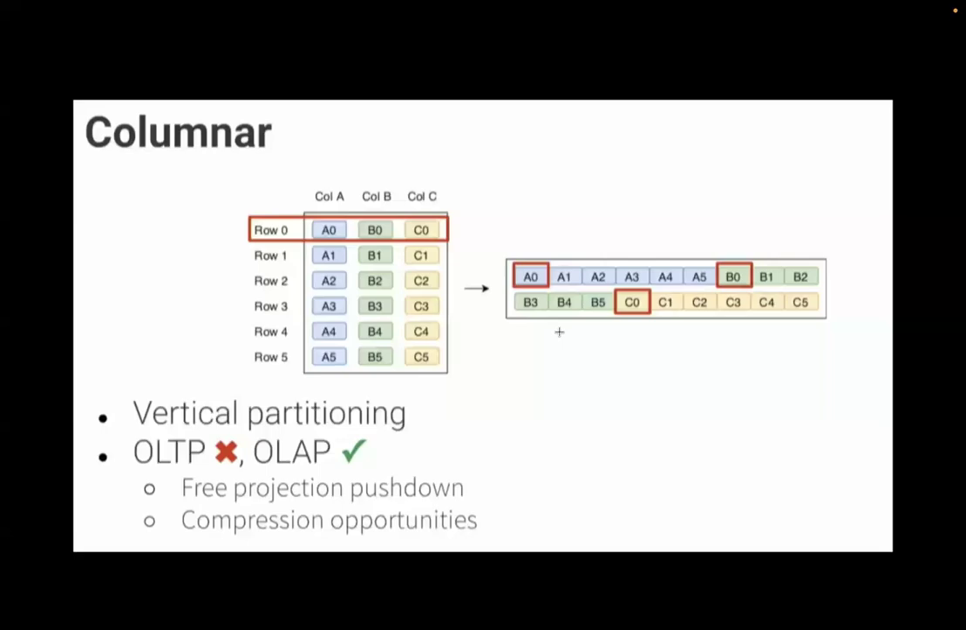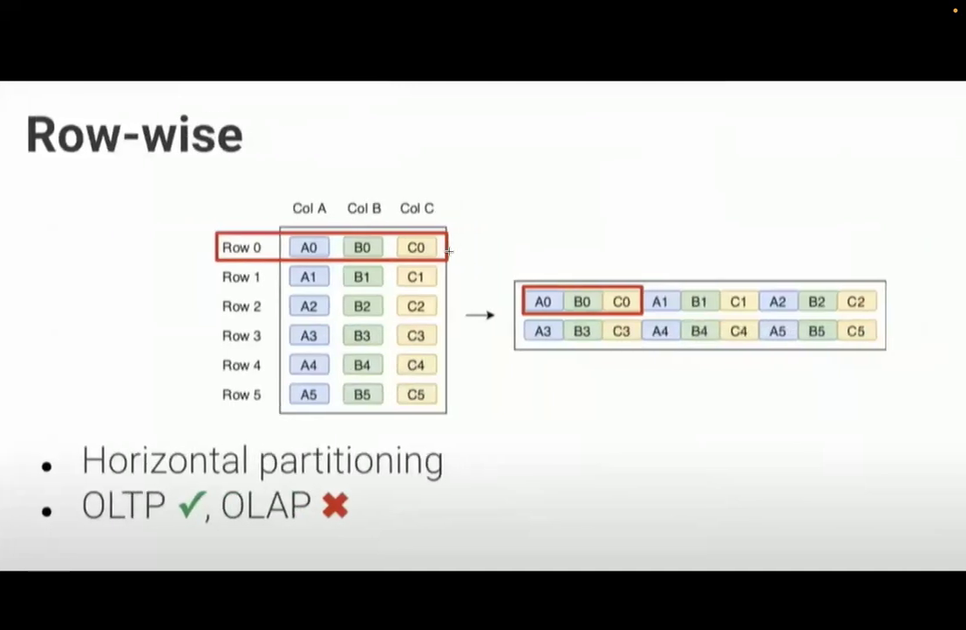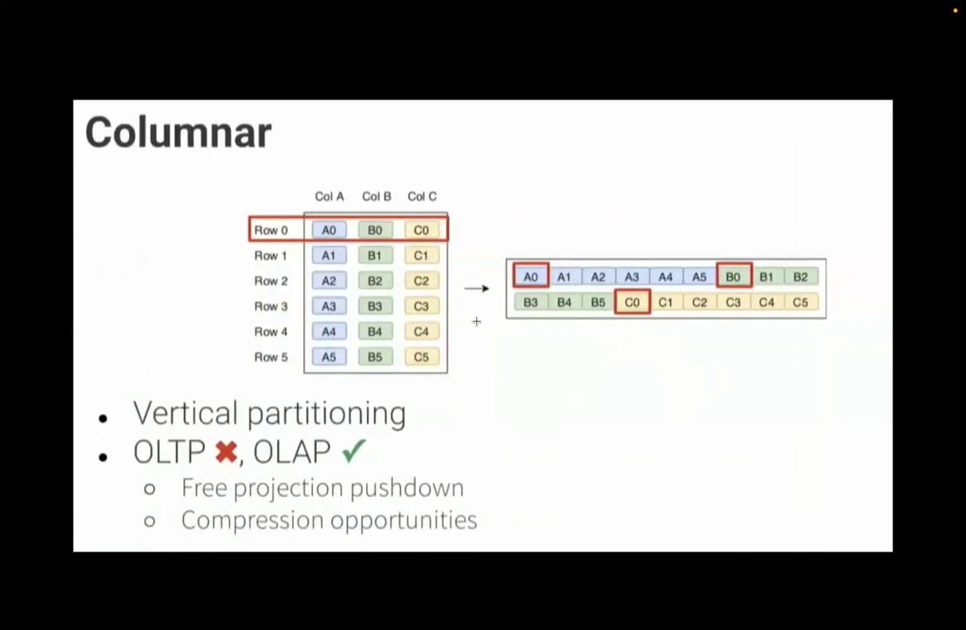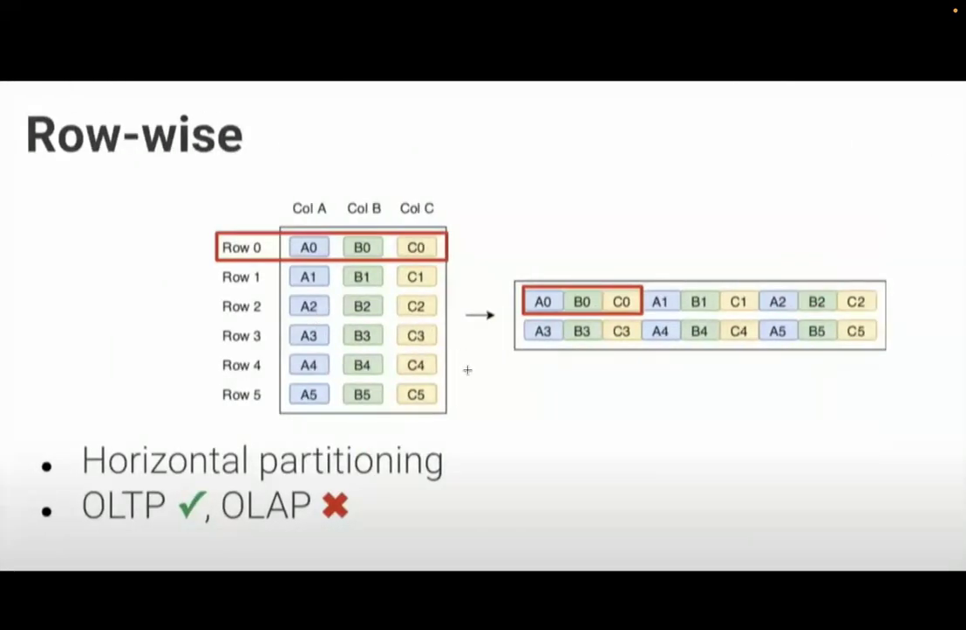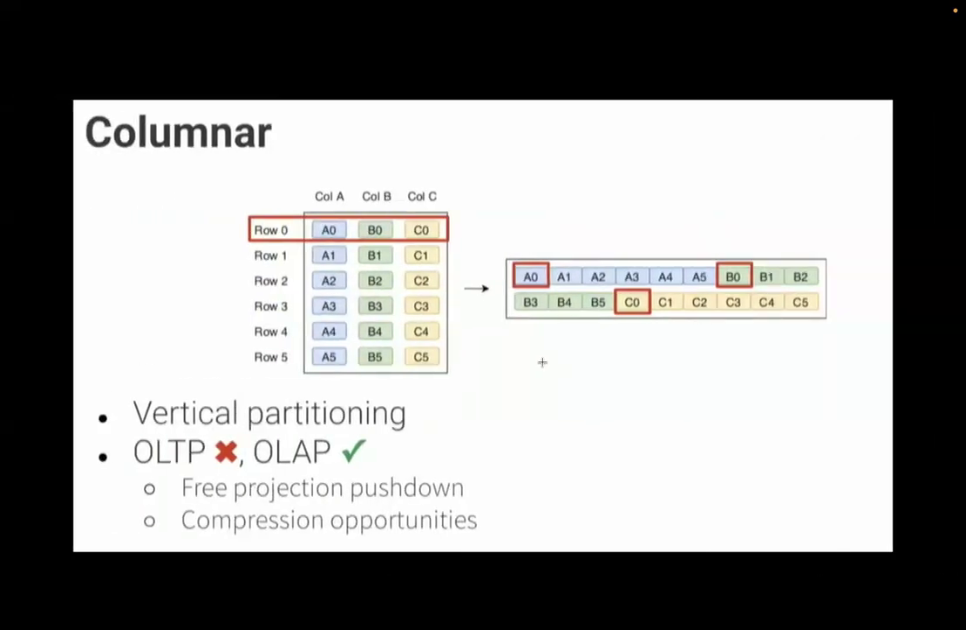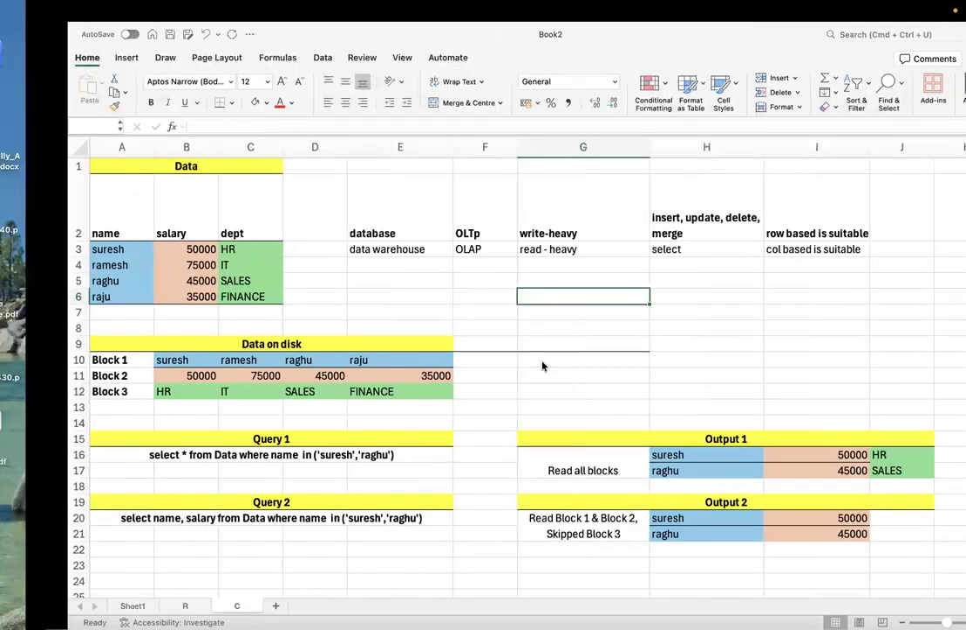So this is for OLAP. We can talk about projection, pushdown, and compression opportunities as we move ahead with the course. Now we have understood row wise and column wise. But what if we need the advantage of both? Let's say I want a row wise format as well as a column based format, because I don't want to lose the advantage of either system. I cannot decide between row wise or column wise, right? So to solve this problem, some new file formats were created, called hybrid.